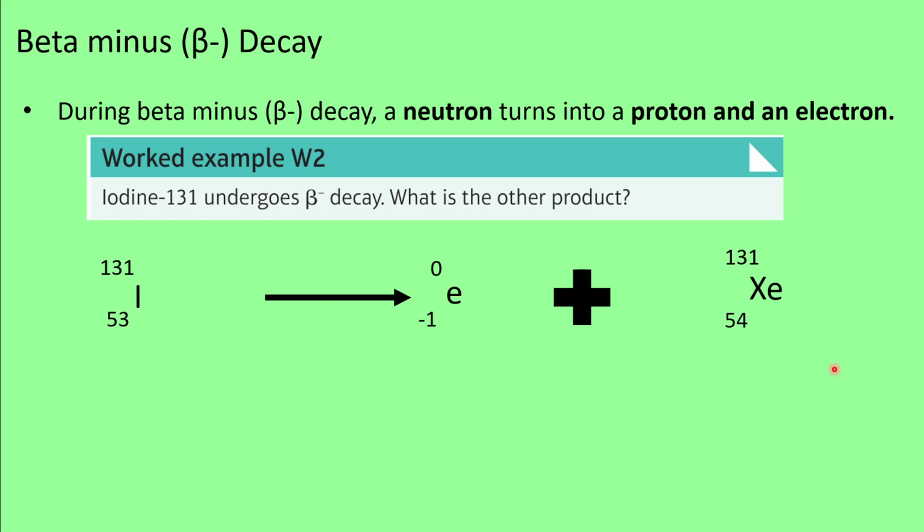Now once again, notice that even if you didn't know that the atomic number goes up by 1 and the atomic mass stays the same, you could have done the same trick that we did with alpha decay. The numbers on each side have to equal. 131 is 0 plus 131, and 53 is minus 1 plus 54. Okay, so exactly the same as alpha decay. These numbers must add up on each side of the arrow. They must be the same.